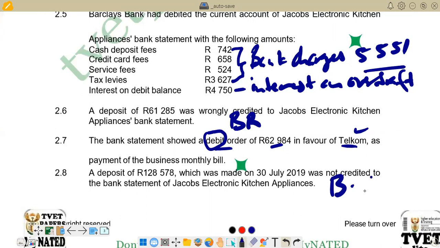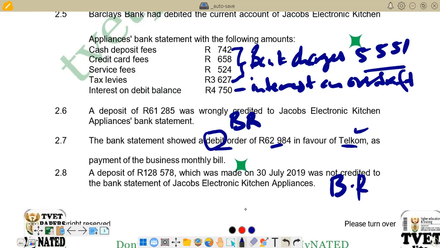So here we are saying bank reconciliation. Sorry, this is bank reconciliation. It's affecting the bank reconciliation. So it means this one is affecting our bank reconciliation.